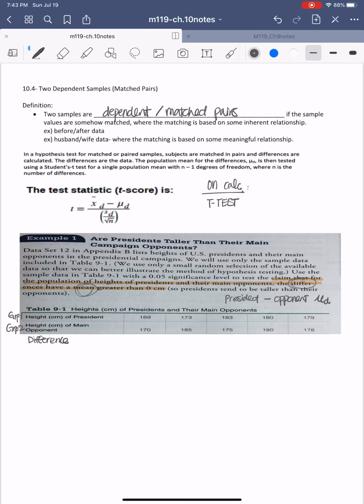the difference. So 189, so we want president, take away the opponent. So 189, take away 170. The difference value is 19. 173, take away 183, that will be a negative value. It's okay if you have a negative. That means the president is shorter. 183, take away 175 will give us 8. 180, take away 180 is a 0. And then the next president and then opponent was a 179. Take away 178, it's 1. So your data now deals with this here.